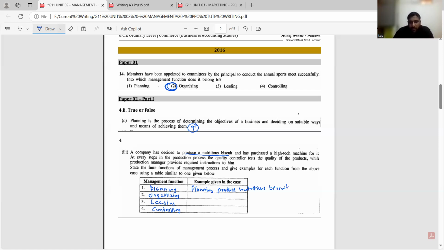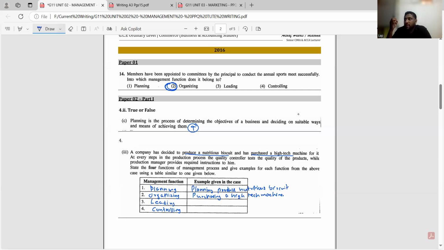Then under organizing, like allocating the resources, taking the required resources that we need to do the production, purchasing a machine, purchasing a high-tech machine.